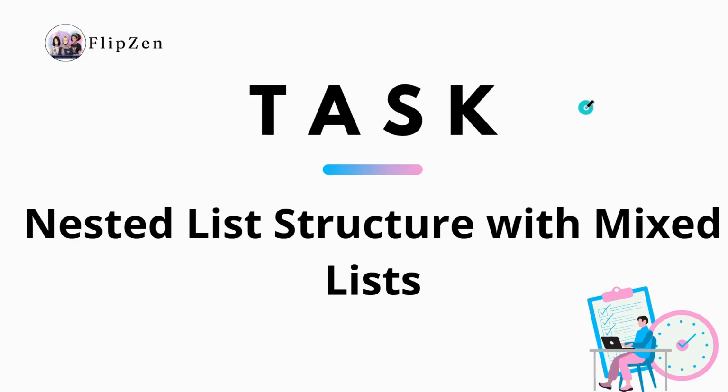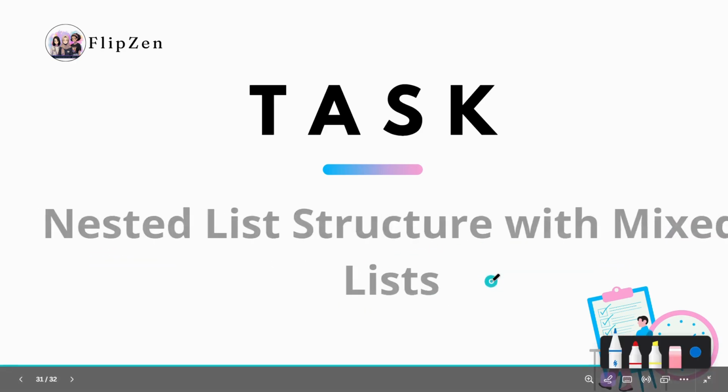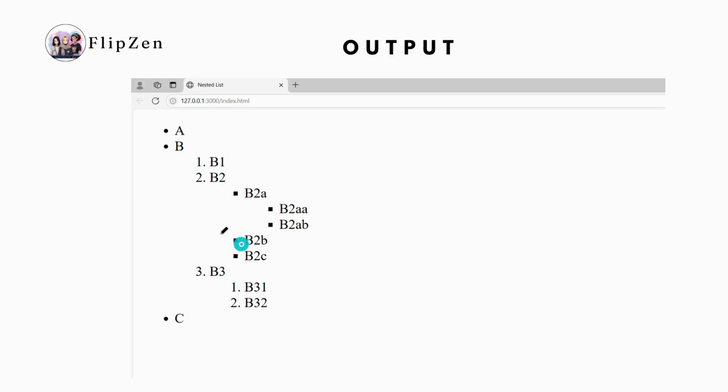Coming to the end, here is the day 4 task. In day 3, we already saw how we can create simple list elements, whether it's an ordered or unordered list. It's pretty simple to create just a list with some list items. But in this task, I want you to create something a lot more complex, such as a nested list structure with mixed lists. And the screenshot of the expected output is here. Have a good think about it, take some time and try to complete this challenge.